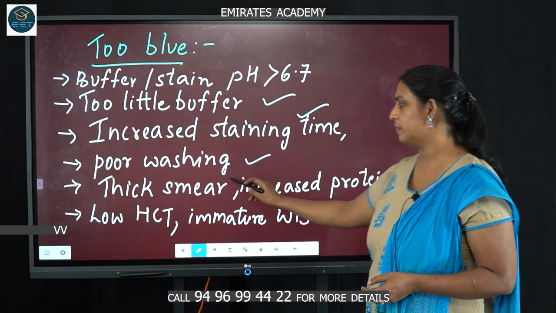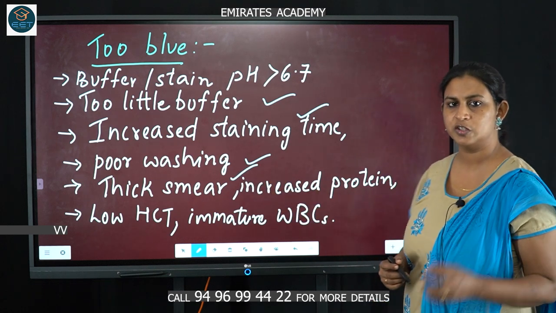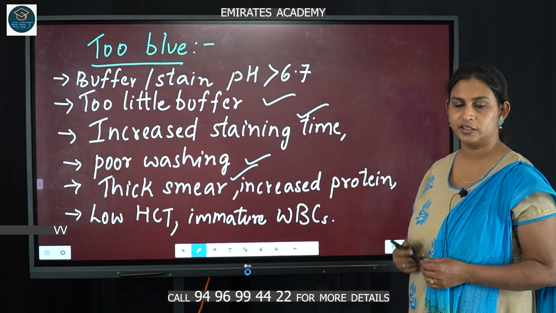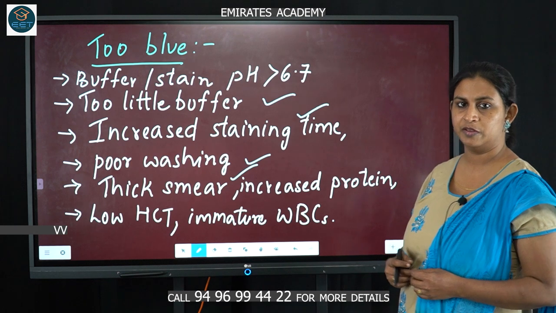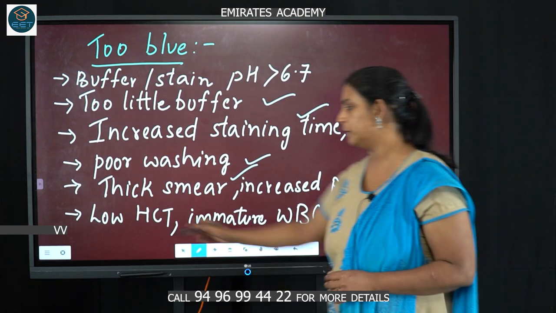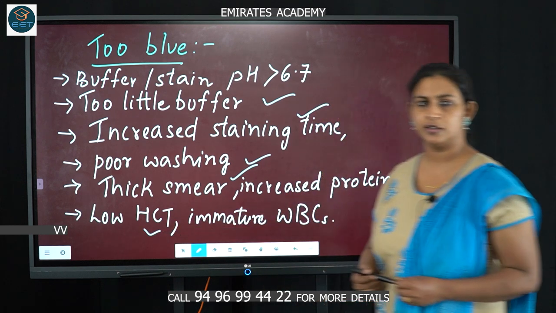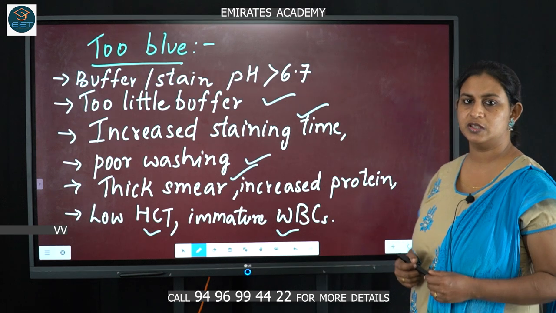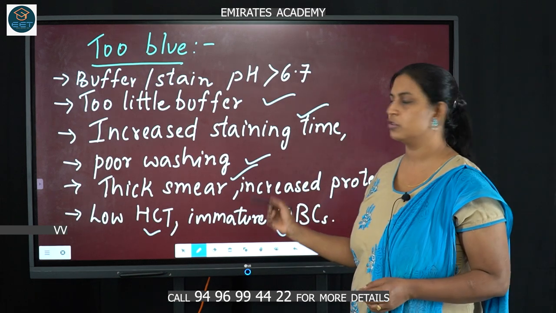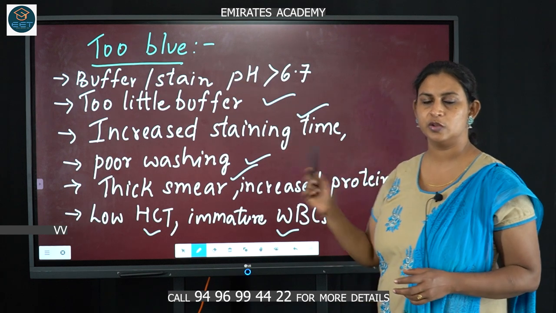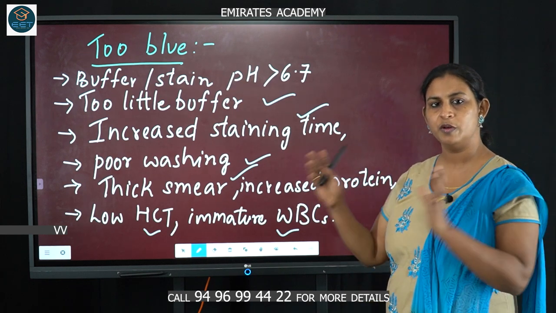It could be because the smear itself was thick, or there was increased protein content when we made the smear, or because of low hematocrit values or the presence of immature WBC cells. So all of these factors may be a reason why the stain looks too bluish.